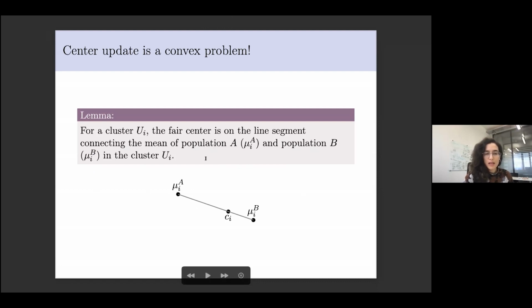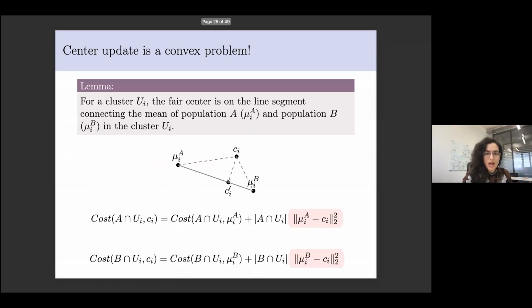So our main lemma is that for a cluster I, if you consider mu_iA to be the average of demographic group A on cluster I, and mu_iB to be the average of demographic group B on cluster I, then we actually show that the fair centers are on the line segment that connects the average for demographic group A and the average for demographic group B.